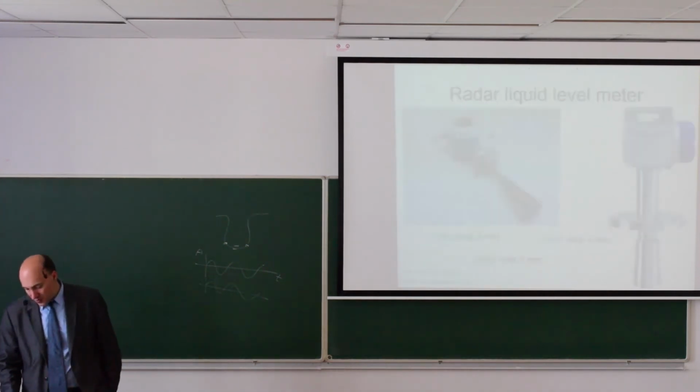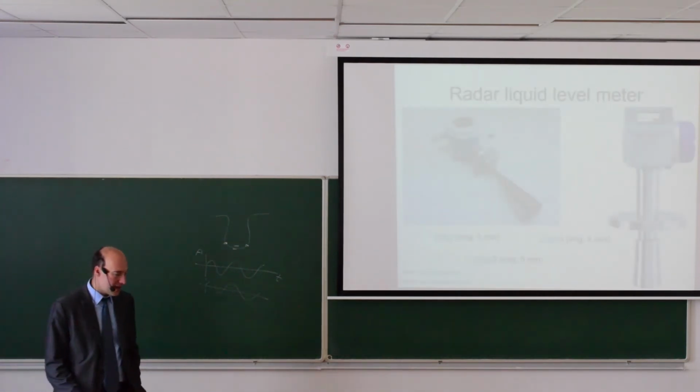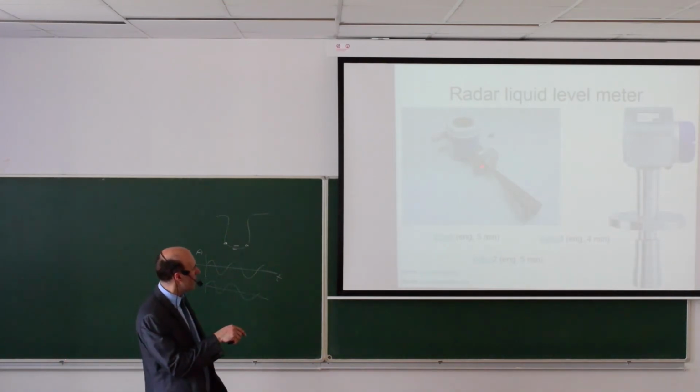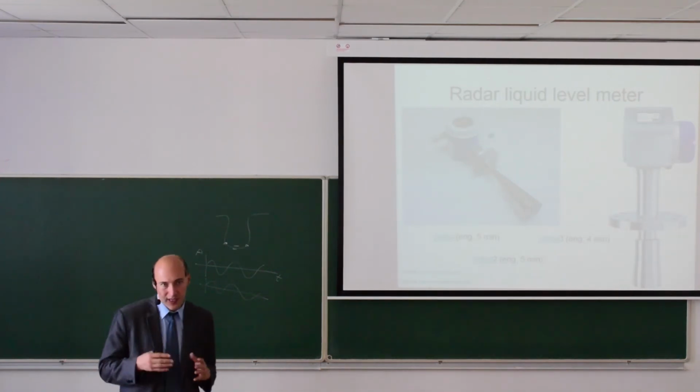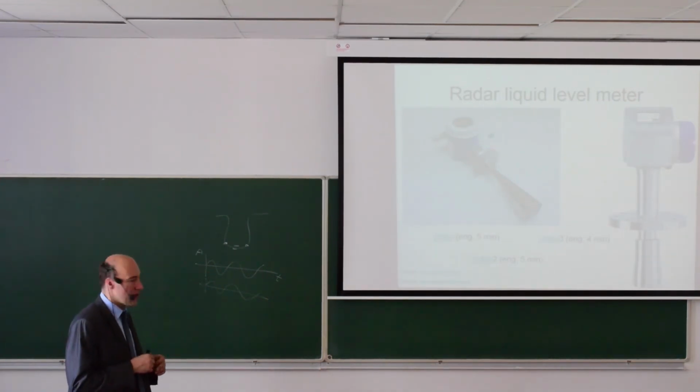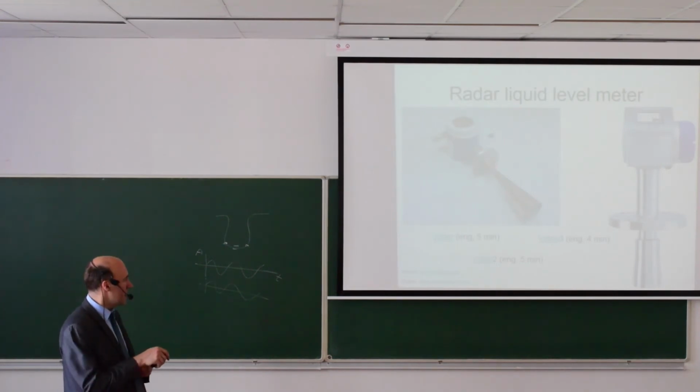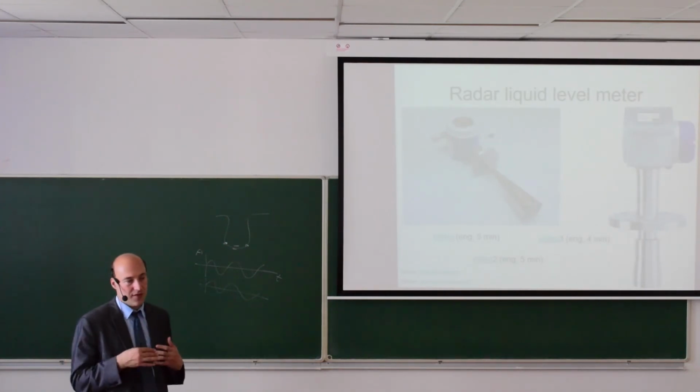Now this is how the radar sensor looks like. This horn is the antenna, so this is the only part that is in contact with the environment, so it can be also good for aggressive materials. The antenna can be made from stainless steel, for example, and then this is the electronic circuit that sends and receives the signal.